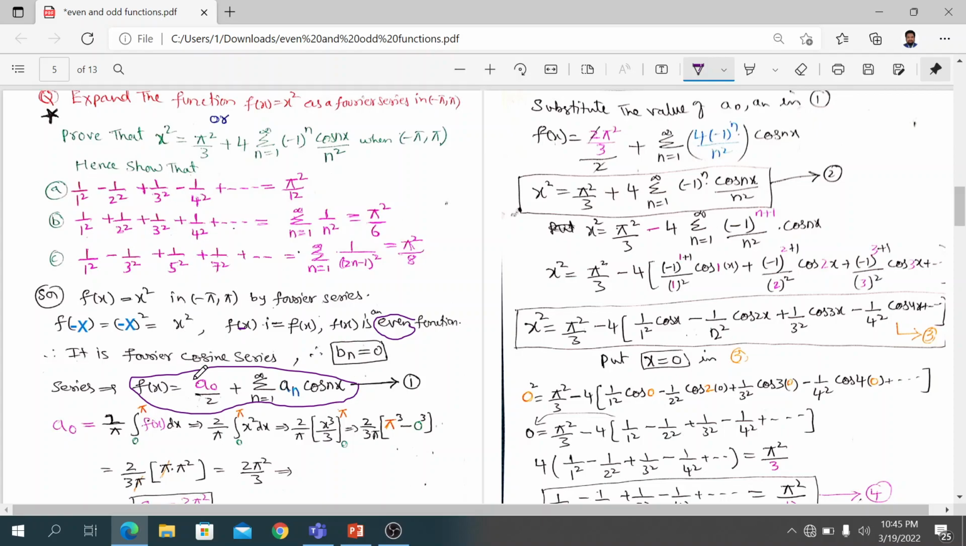Here see, a naught value is 2 pi cube by 3 by 2 plus sigma n is equal to 1 to infinity a n is 4 into minus 1 power of n by n square cos nx. These two cancel, pi square by 3 plus take constant 4 outside, sigma n is equal to 1 to infinity minus 1 power of n cos nx by n square. Mark it as second equation.